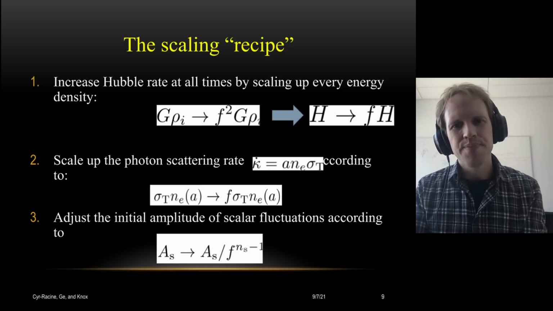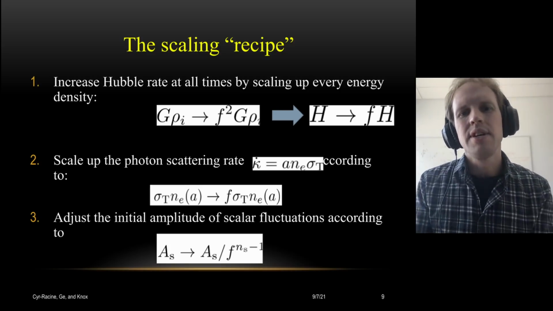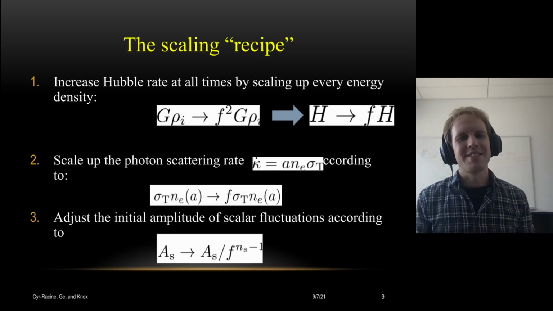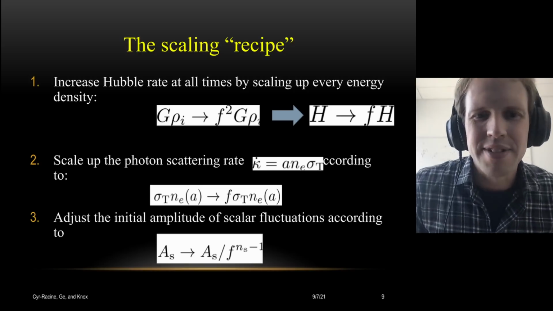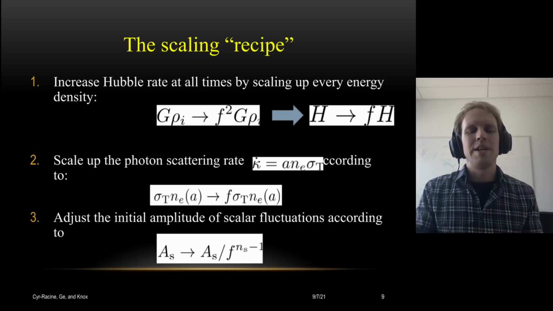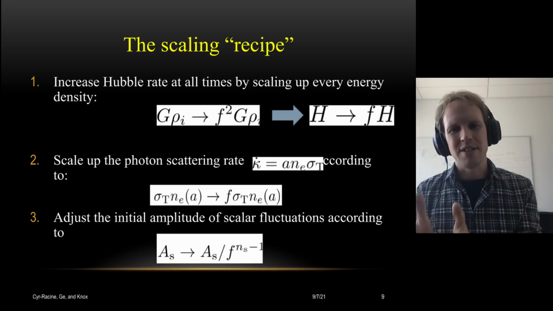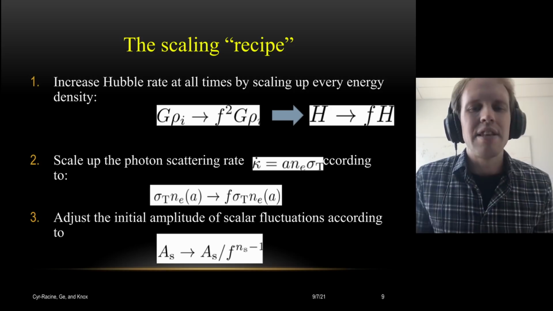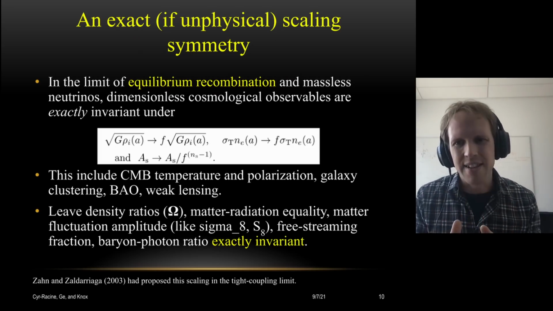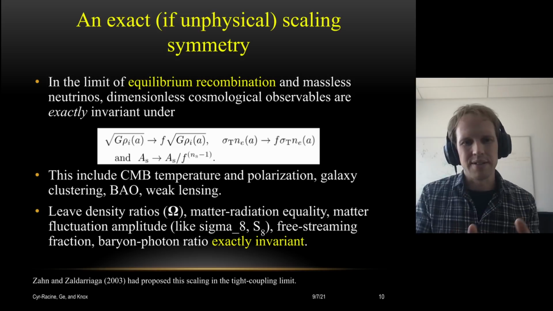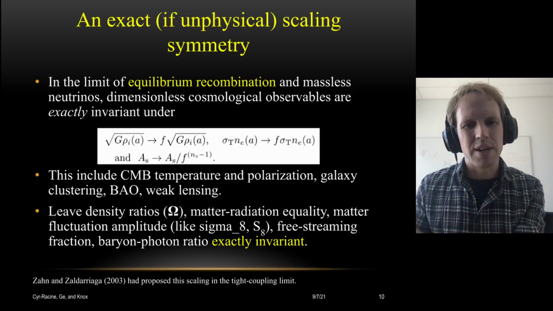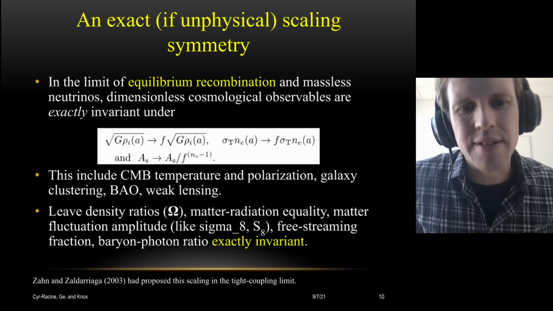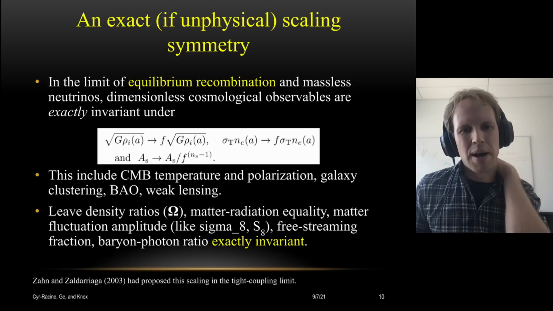So this is the recipe. And if you do that, you get the symmetry that we've been alluding to since the beginning of this interview, which is a scaling symmetry. So if you, in the limit of equilibrium recombination, and I'll come back to that, and massless neutrinos, and I'll also come back to that, dimensionless observables are exactly invariant under this symmetry. That is, rho_g goes to f squared times rho_g, sigma_T n_e goes to f times sigma_T n_e, and A_s goes to A_s over f to the power n_s minus 1.